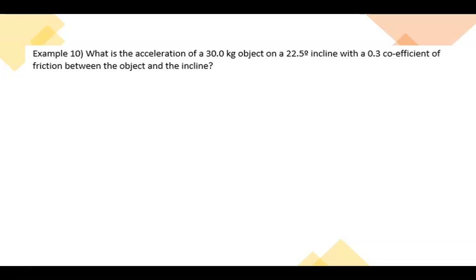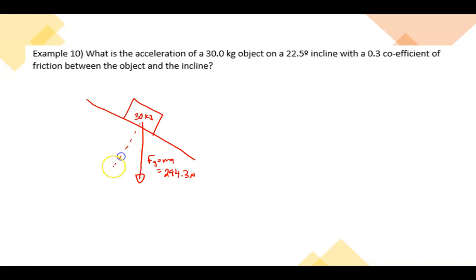Last example here. What is the acceleration of a 30 kilogram object on a 22.5 degree incline with a coefficient of friction of 0.3 between the object and the incline? So it is a 30 kilogram object, which means the weight, force due to gravity being equal to mg, that weight is 30 times 9.81, or 294.3 newtons.